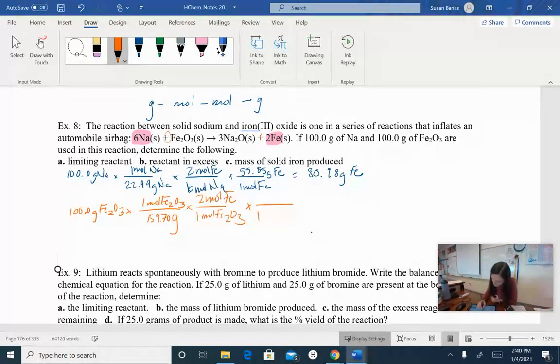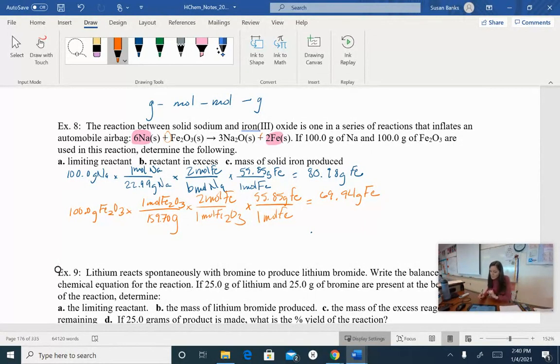And then my last step is to go from moles of iron into grams of iron. So 1 mole of iron is 55.85 grams of iron. And when I do all of that math with sig figs, I get 69.94 grams of iron are going to be made.